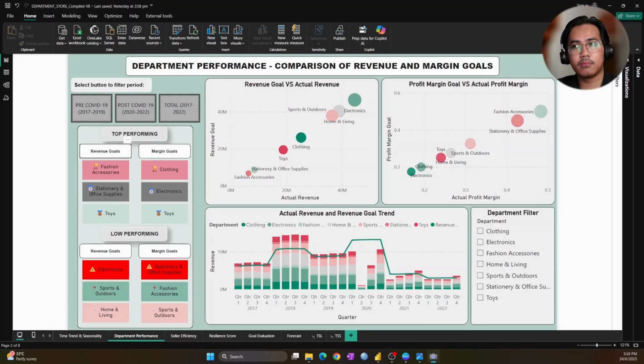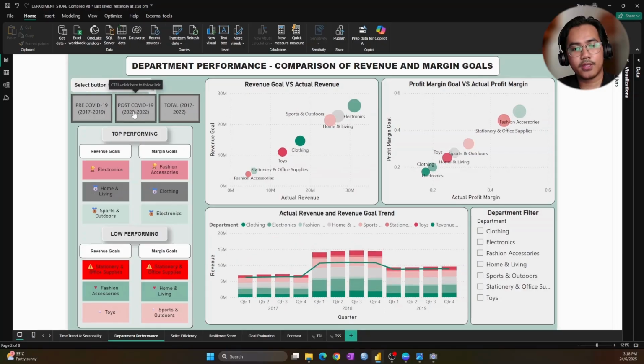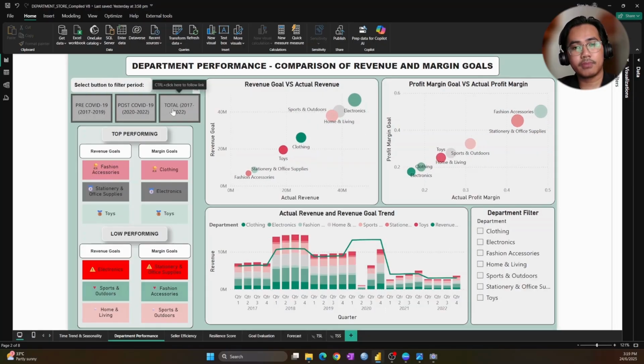Meanwhile, on the left side of the dashboard, we can see a top performing area where we can see the departments with the best performing revenue goals and margin goals. On the bottom left side, we have a low performing area where we can see the departments with the lowest performing revenue goals and margin goals. And lastly, on the top left, we have a button to filter the period to the pre and post COVID-19 era and the total period from which the department was established. We will get into why we did this soon.